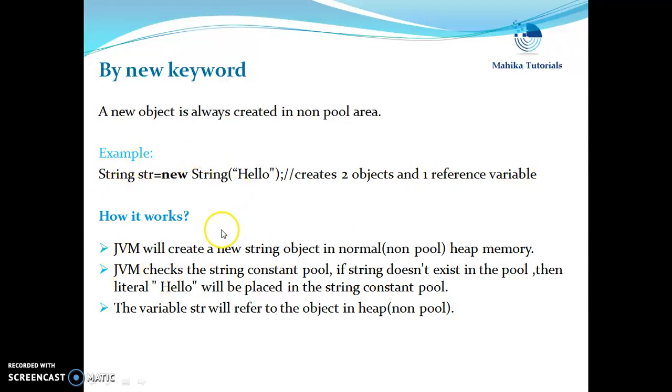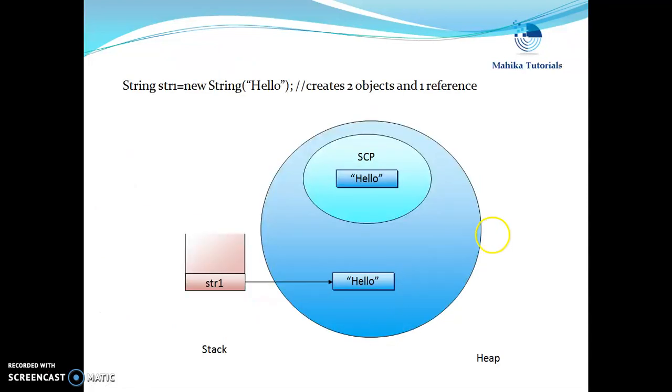How is it working? When we use the new keyword for creating any string object, JVM will create a new string object in normal, that is non-pool heap memory. Then JVM checks the SCP. If the string does not exist in the pool, then the literal hello will be placed in SCP as well. And the variable str will refer to the object which is in heap, that is in the non-pool area. Now let us see the pictorial representation of our example.